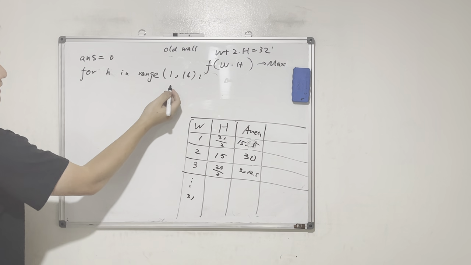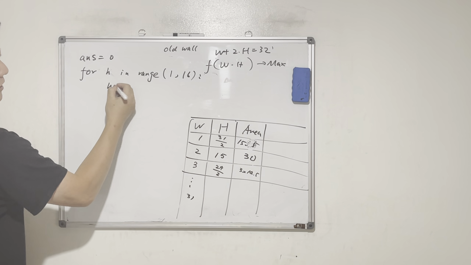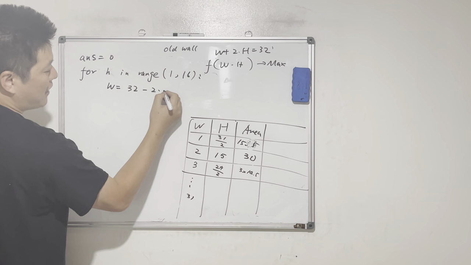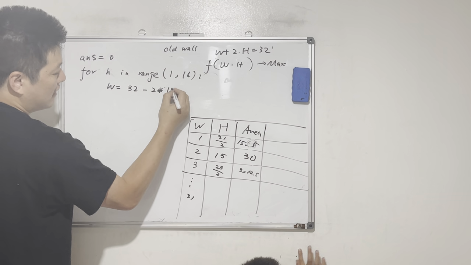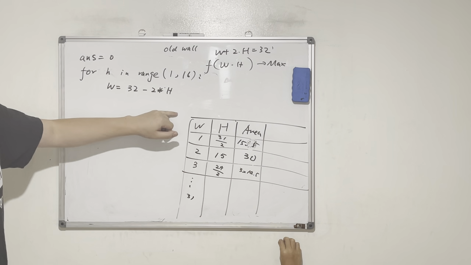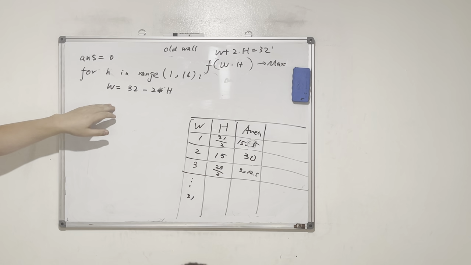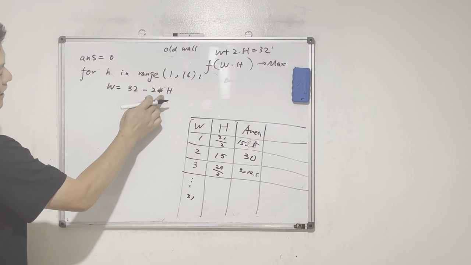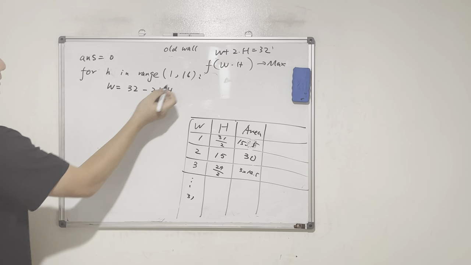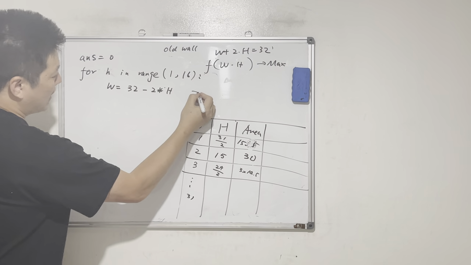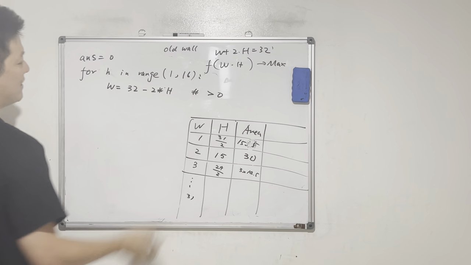Okay, look, H is that, and W equals what? W equals 32 minus 2 times H. And what's the area? Do we need to check if W is valid? No, we don't need to check, because H is up to 16, and W will always be bigger than 0.